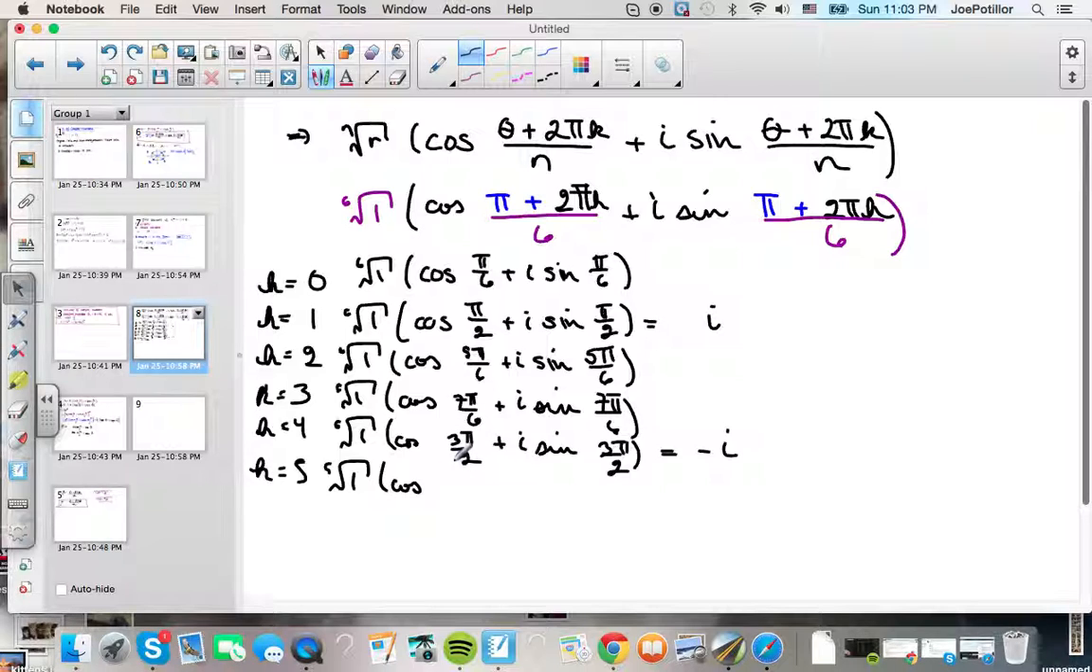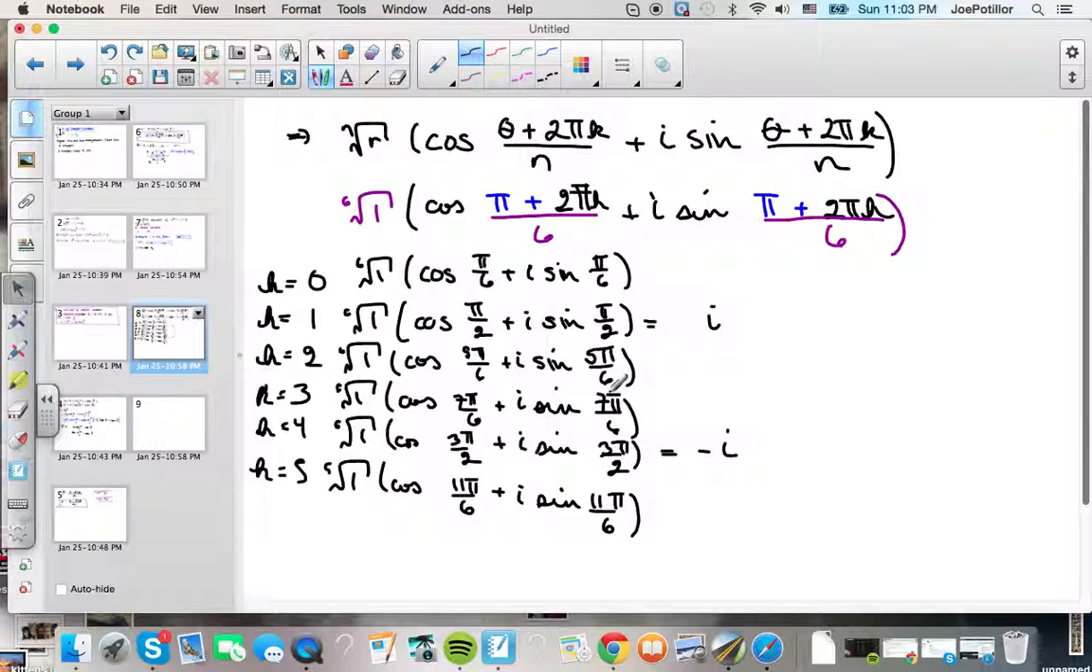And the sine: 5 times 2 is 10. 10 plus 1 is 11. 11 pi divided by 6, I sine 11 pi divided by 6. So these are the 6 roots that belong to the circle. And they form a nice pretty circle. I'm not going to draw that for you because I'm not an artist.